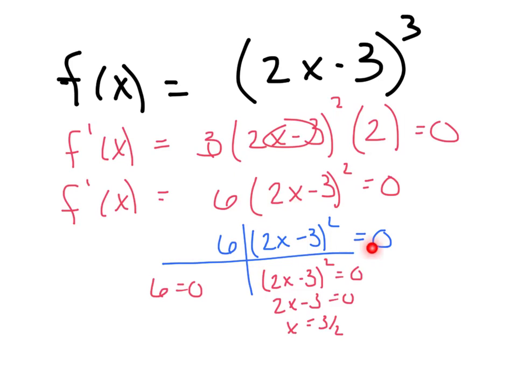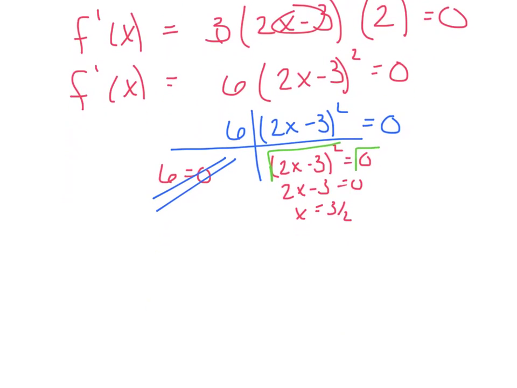Tee it up. On this side I get 6 equals 0, which means nothing to me, that's garbage. On this side, I set that quantity equal to 0. To get rid of the square, I simply just square rooted both sides. Square root of 0 is 0, and solve for x. So I actually only have one critical point to test.